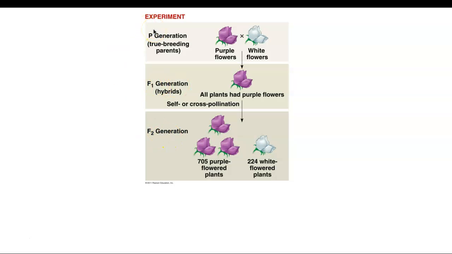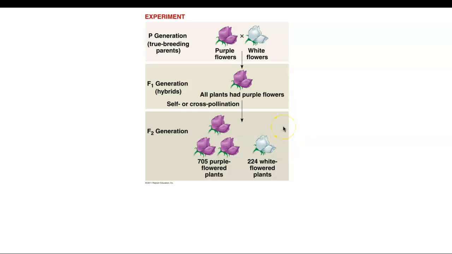P generation are going to be your pure breeding parents, meaning that they're homozygous for that trait. So with purple flowers, they would be homozygous dominant, and with white flowers, they would be homozygous recessive. Your F1 generation is going to be your heterozygous hybrid. All of the offspring are going to be heterozygous, a dominant allele with a recessive allele, and in this situation they're going to show the dominant trait. The F2 generation is the offspring from mating two F1s together.